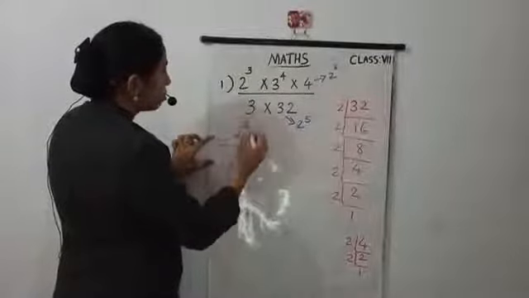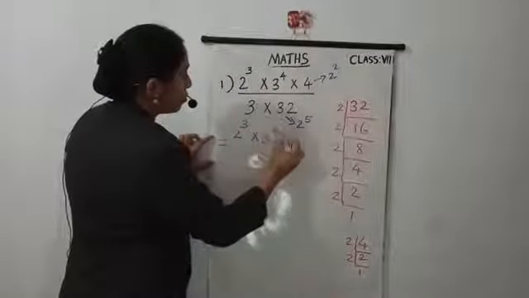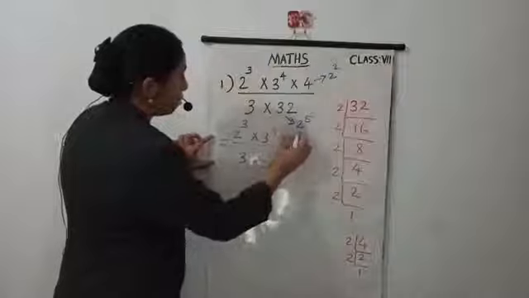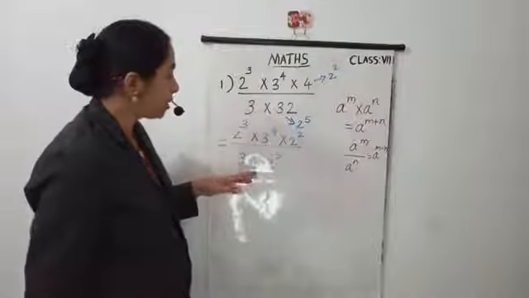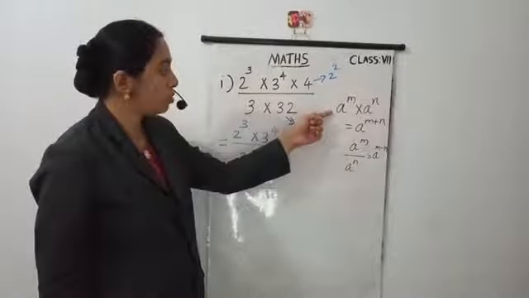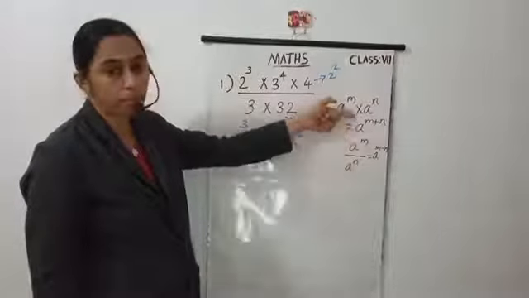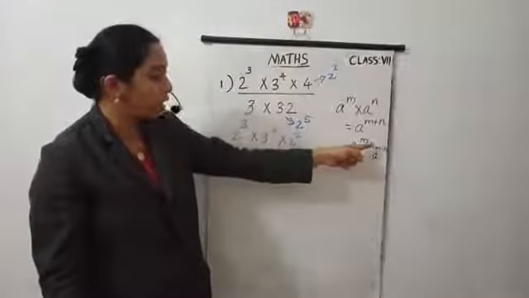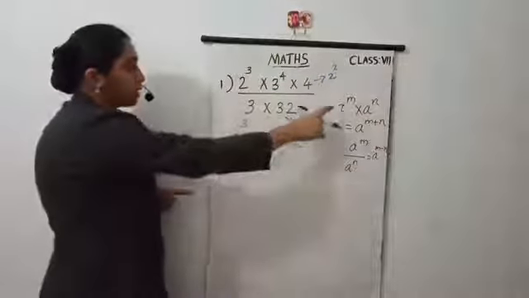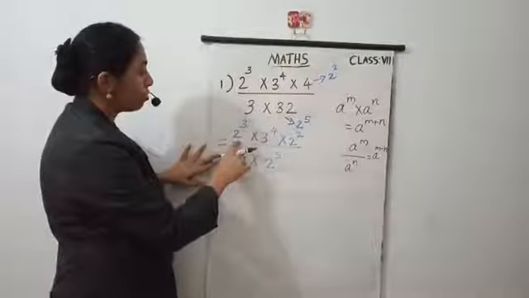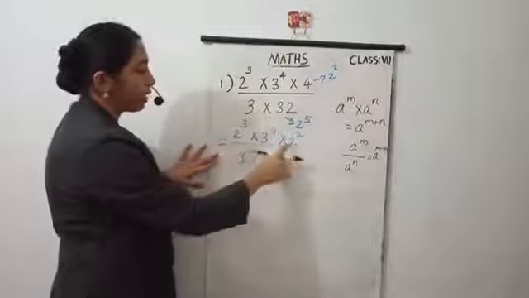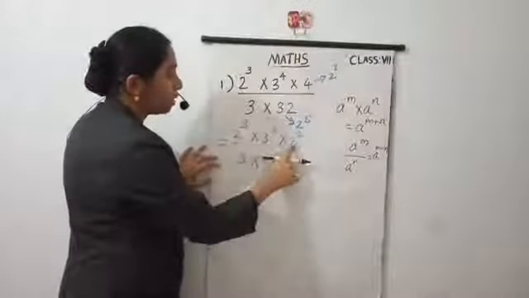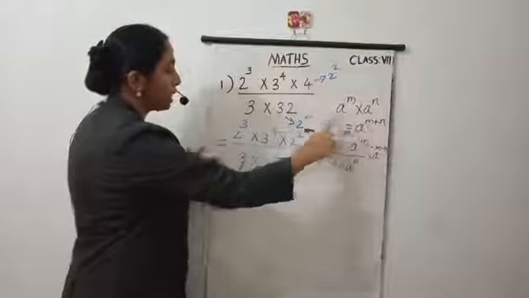So this can be 2 raised to 3 into 3 raised to 4 into 2 raised to 4 by 3 into 2 raised to 5. Okay. Now the laws of exponents we need to use are: a raised to m into a raised to n equal a raised to m plus n, and the next law is a raised to m by a raised to n equal to a raised to m minus n. Now use these formulas here. So 2 raised to 3 and here 2 raised to 2, same base, like a raised to m into a raised to n. So we can write 2 raised to 3 into 2 raised to 2 as 2 raised to 3 plus 2.